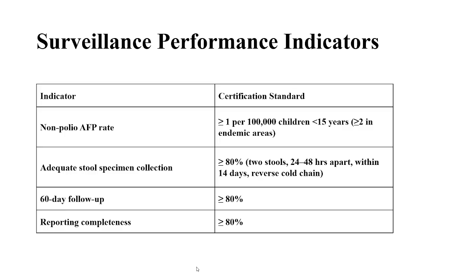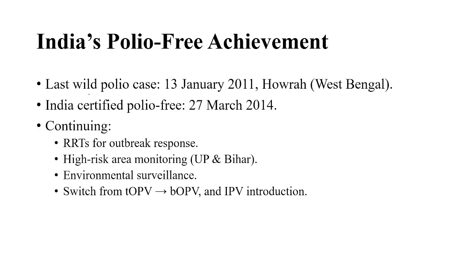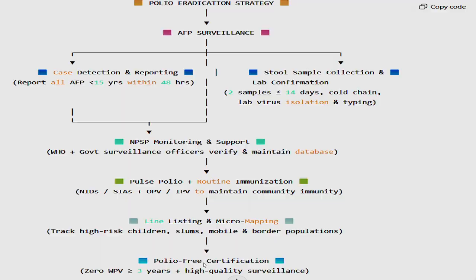Then next we'll talk about India's polio-free achievement. The last wild polio case was on 13 January 2011 in Howrah, West Bengal. India was certified polio-free on 27 March 2014. This was through high-risk RRTs for outbreak response, environmental surveillance, and we switched from trivalent OPV to bivalent OPV and IPV induction. So next I shall summarize everything once.